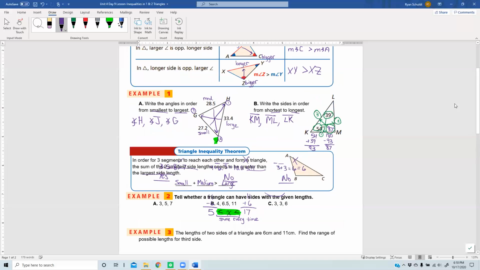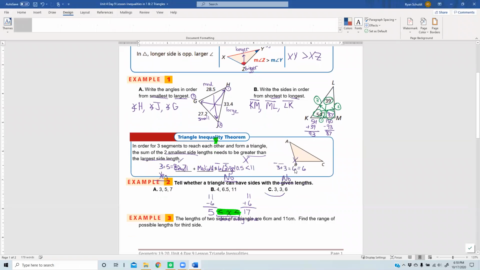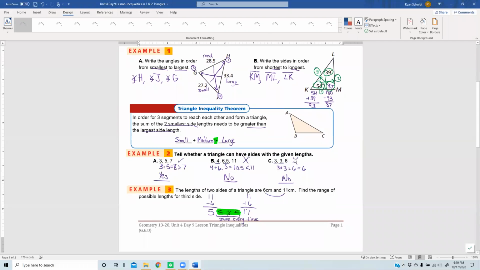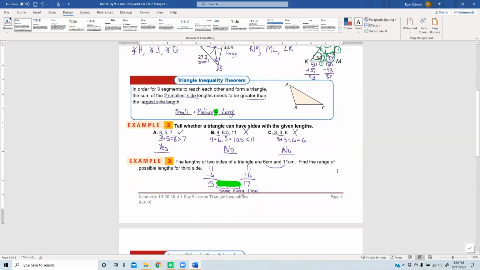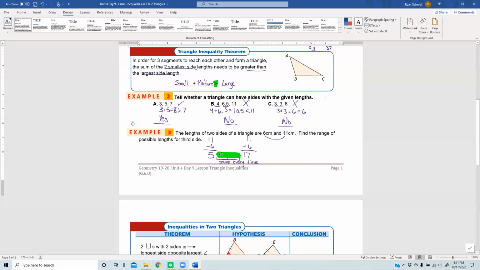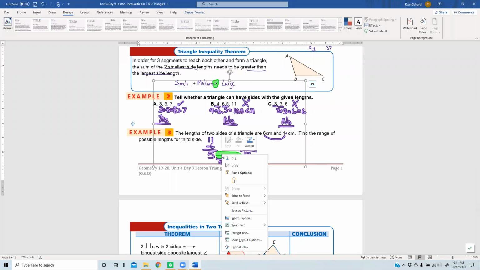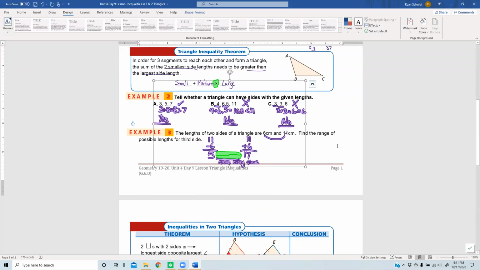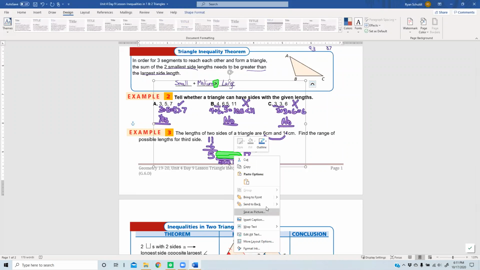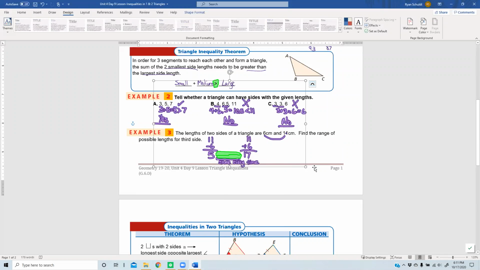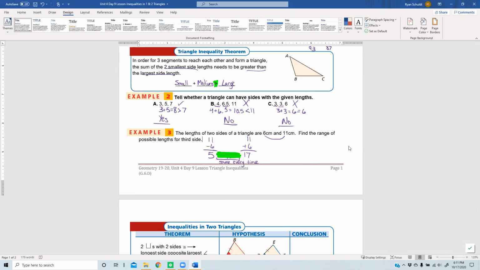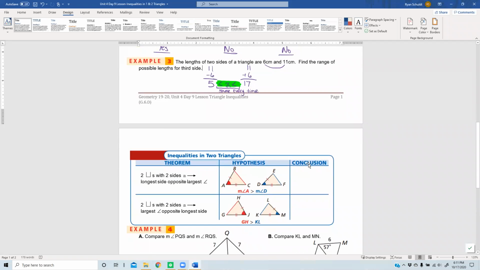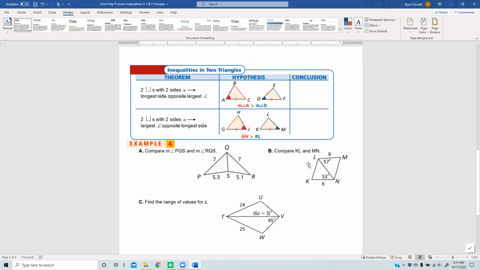Once my text quits moving on me. Hang on, sorry guys. I'm having to fix some stuff. There we go. Okay, next one.